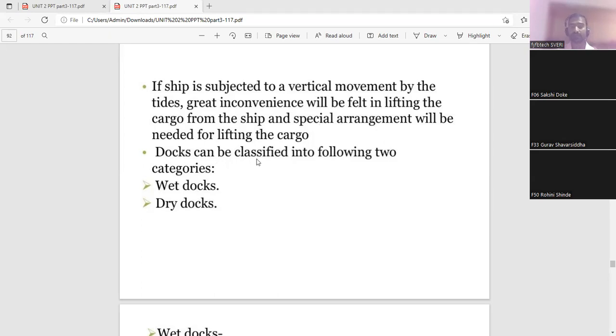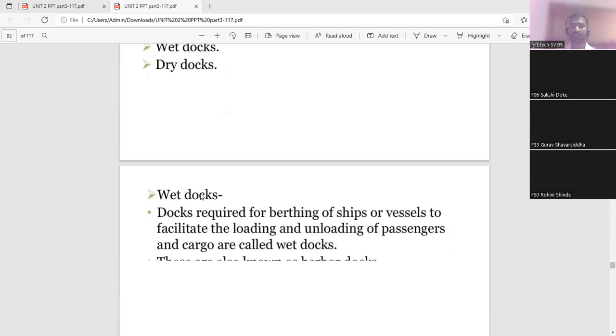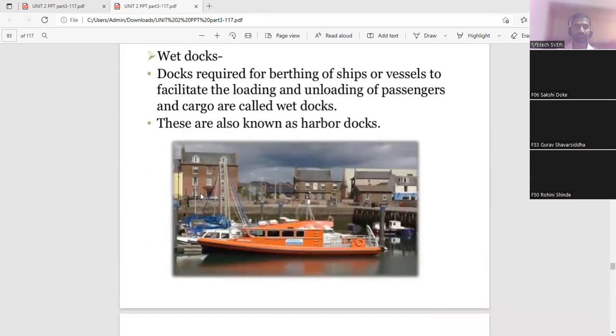Docks can be classified into the following categories. Again, there are two types: one is wet docks and the other is dry docks. In wet docks, the docks required for the berthing of ships or vessels to facilitate loading or unloading of passengers and cargo are called wet docks. They are known as harbor docks.